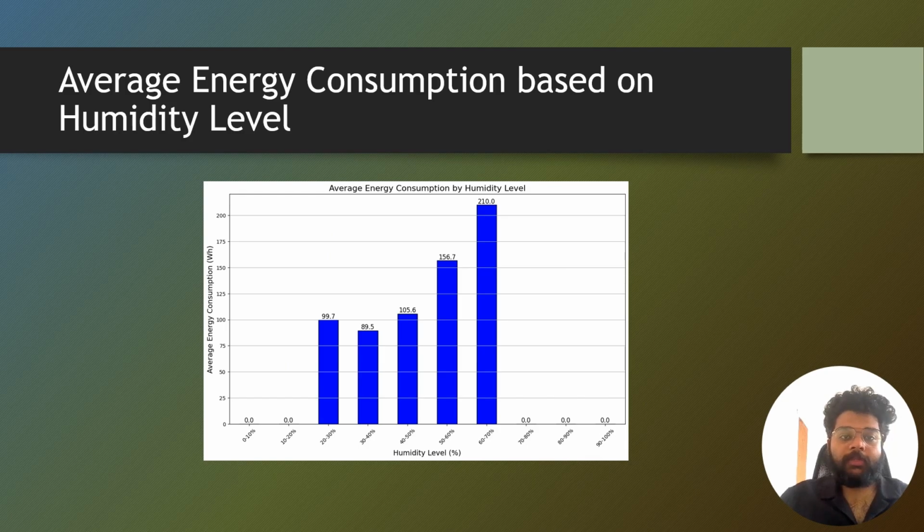This figure represents the bar chart of the consumption of energy by the level of humidity. The chart indicates that the average energy consumption is 210 watt hour when the humidity level is 60 to 70%, and it is 89.5 watt hour when the humidity level is 30 to 40%. Consequently, it has been inferred that the consumption of energy increases with the increase of the level of humidity. There is zero energy consumption when the humidity level is below 20% or more than 70%.